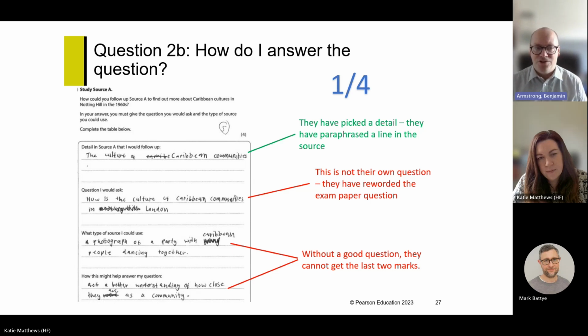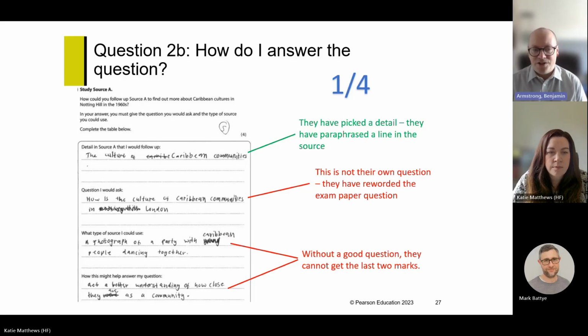So we're looking for the students to pick out a detail and then come up with an inquiry to find out more about Caribbean culture. Well, they've got a mark for a detail. They've paraphrased the source, although they've not quoted it. Paraphrasing can be acceptable if it's done well. And they've said the culture of Caribbean communities, which is a line referred to in the source.